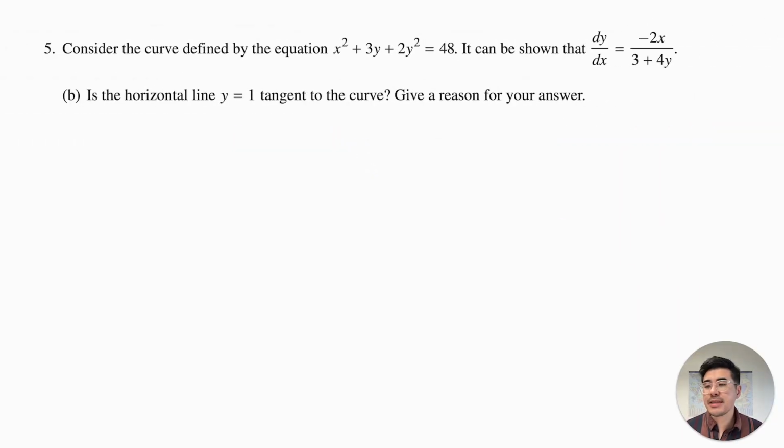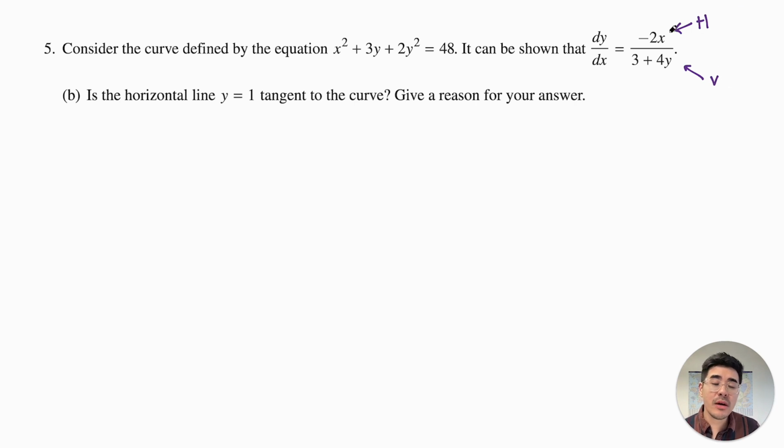Part B asks us if the line y equals 1, a horizontal line, is tangent to the curve, and to give a reason for your answer. So remember that horizontal lines have a slope of 0. Well, where does this give you a slope of 0? It's only when the numerator is 0, right? So when the numerator of dy/dx is 0, you get a horizontal tangent line. And when the denominator is equal to 0, that's when you get a vertical tangent line. So please keep that in mind.